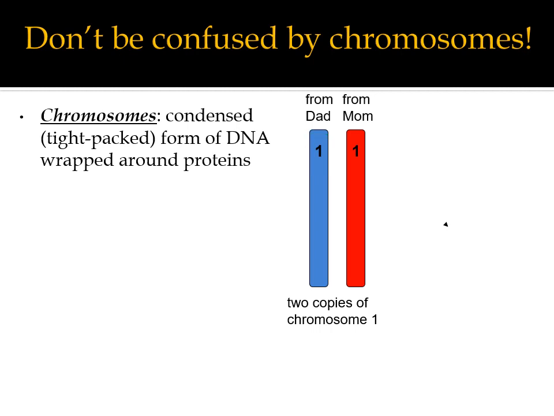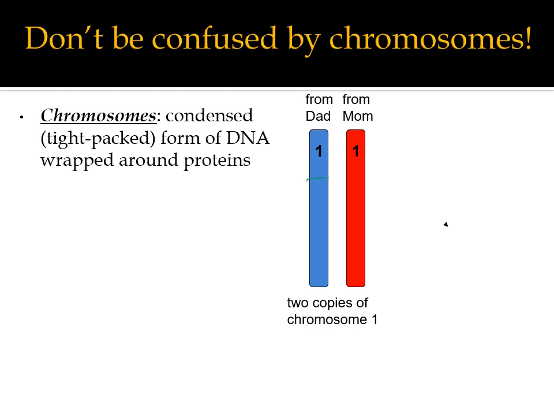But this would be the copy of chromosome 1 we got from dad on the left, and the copy of chromosome 1 we got from mom on the right. And we call these homologous chromosomes. So we have 2 copies of the same type, but each parent's personal version of that chromosome. So all the same types of genes are on here.